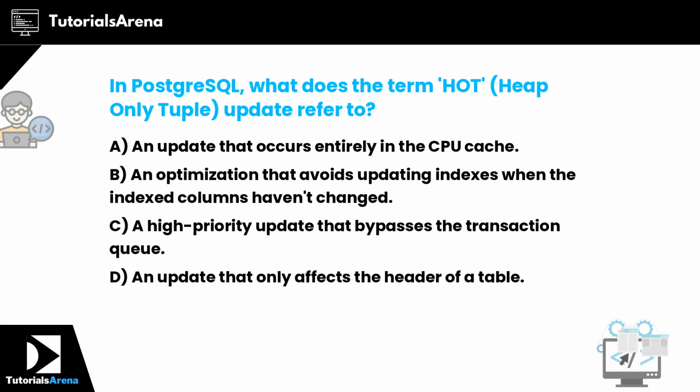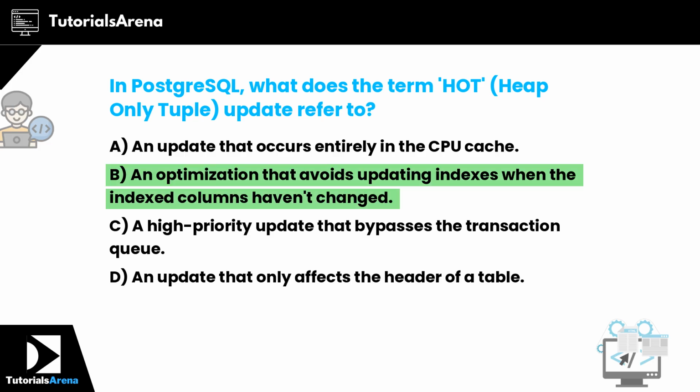In PostgreSQL, what does the term heap-only tuple update, HOT, refer to? The correct answer is option B. An optimization that avoids updating indexes when the indexed columns haven't changed.